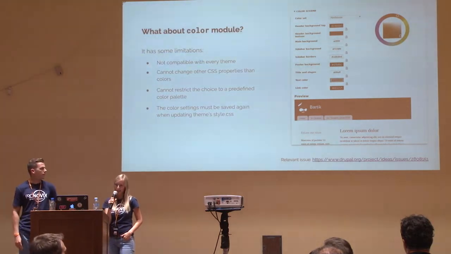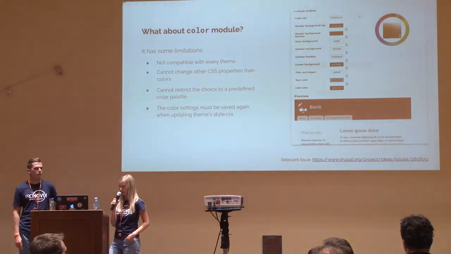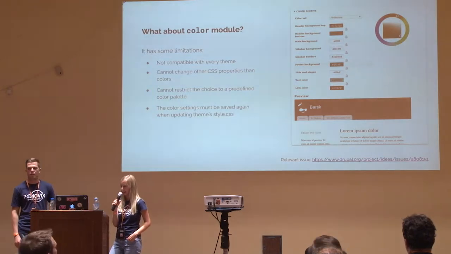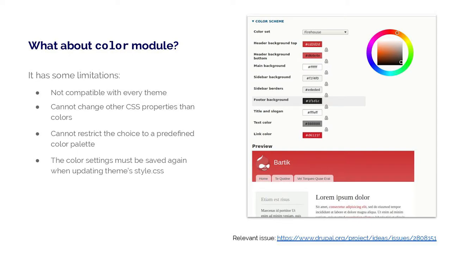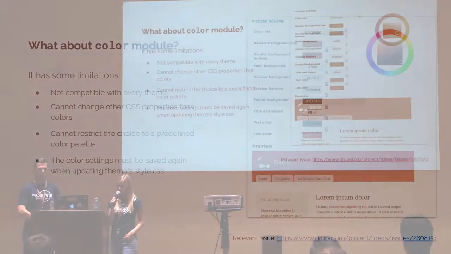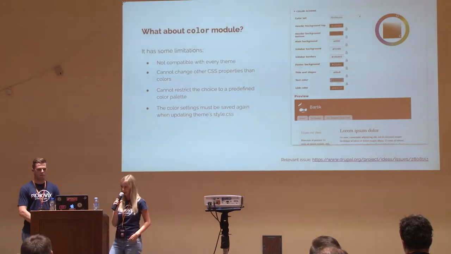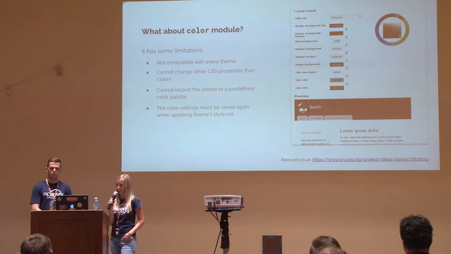So for example, it requires a special structure for a theme, so it's very hard to integrate it with modern SCSS-based themes. After that, it's only suitable for changing CSS properties like colors, and so color-related CSS properties, and not font families or other global things. And also, it's only usable with that color picker that can be seen on the right.